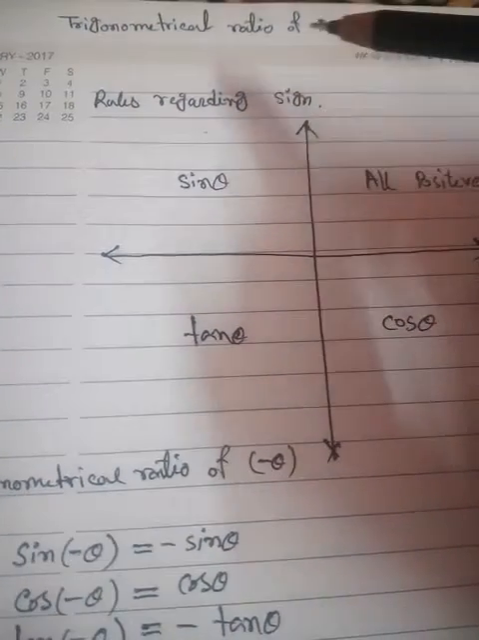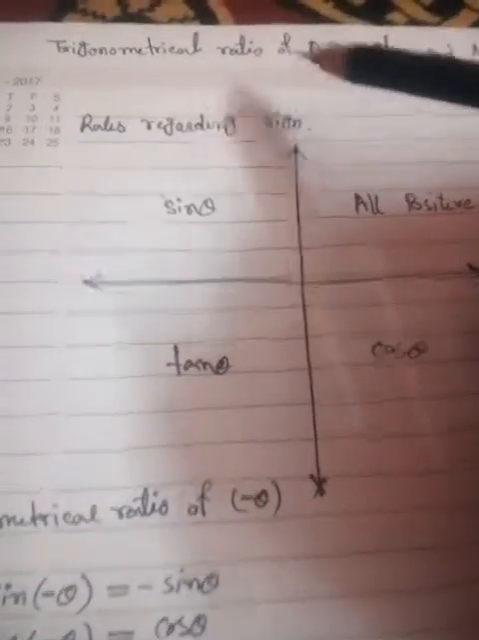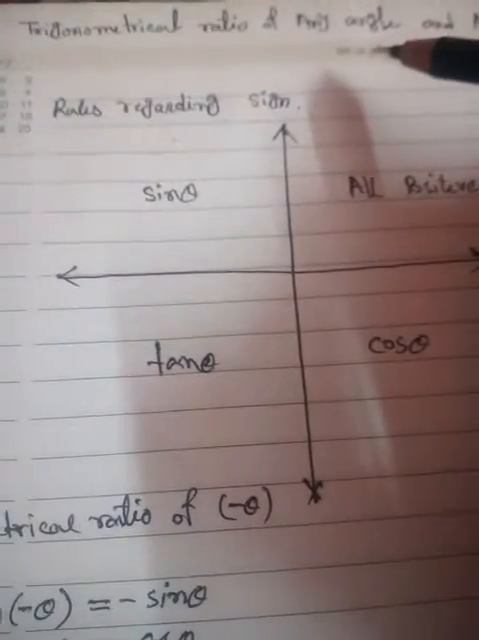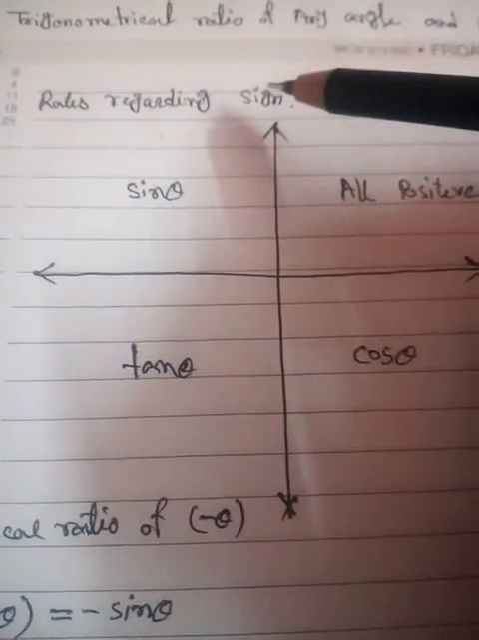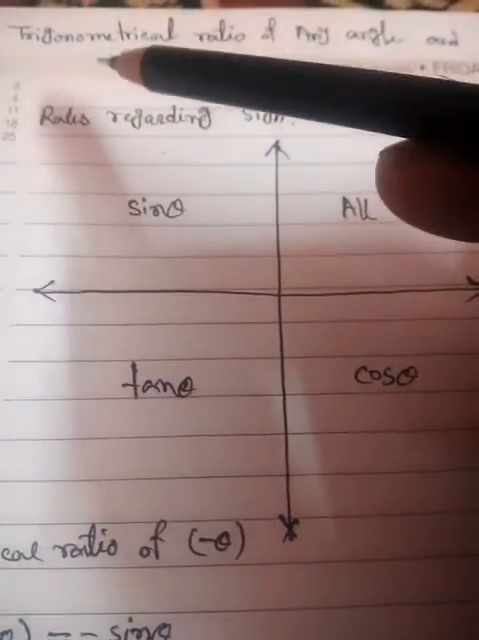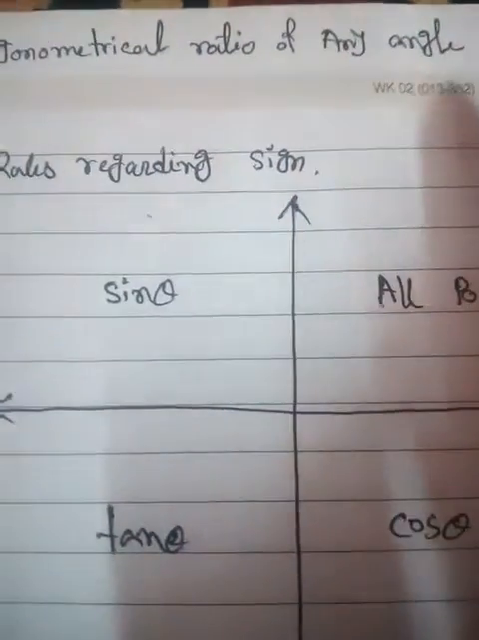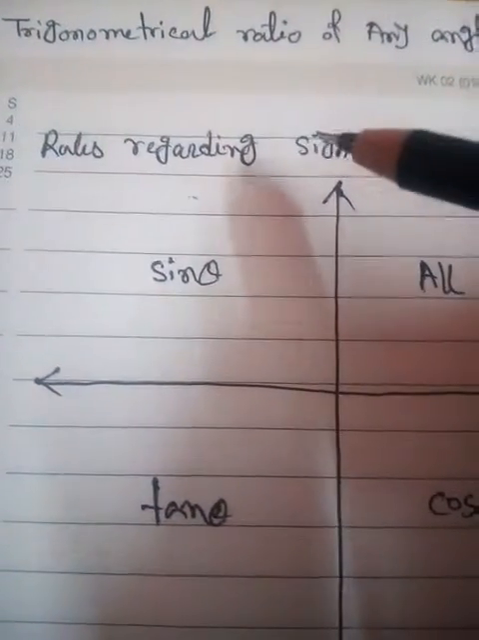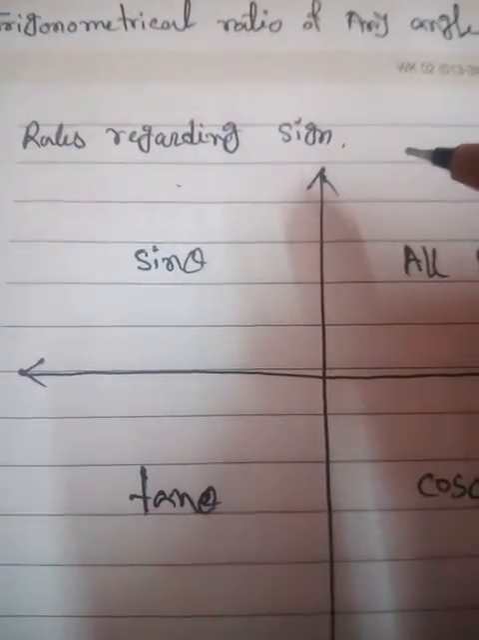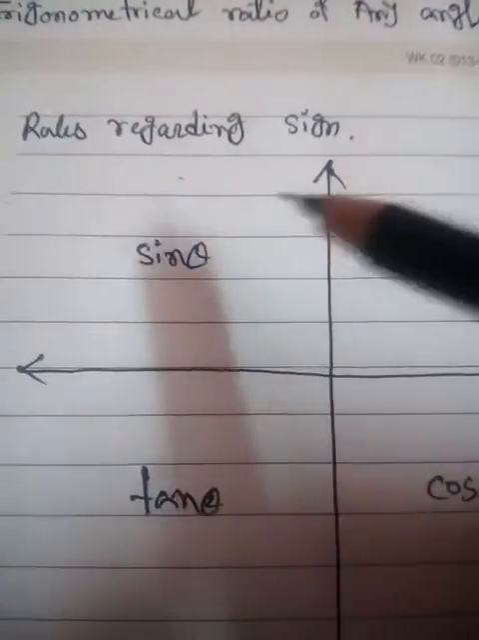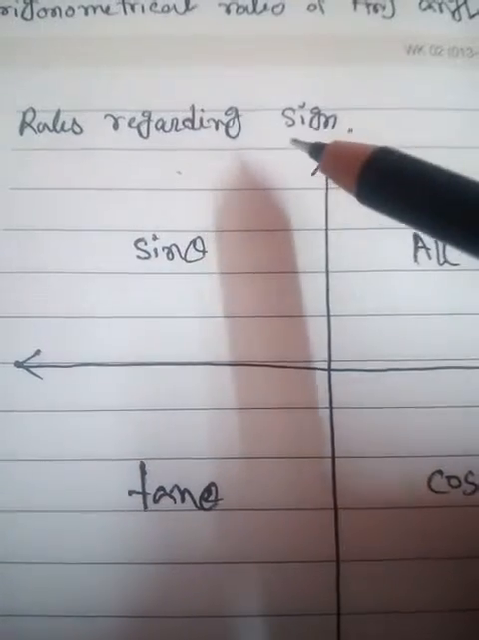In our previous lecture, we discussed the trigonometrical ratios of positive acute angle and complementary angle. Now in this lecture, we will discuss the trigonometrical ratios of any angle. Any angle means that it may be a positive angle or a negative angle. Now I will discuss the rules regarding sine.